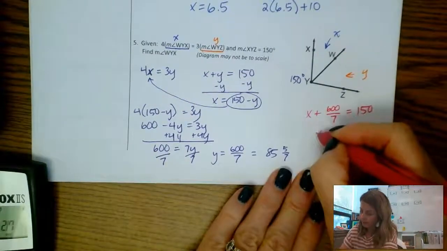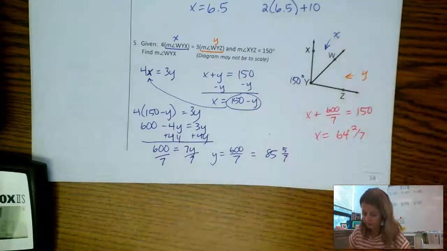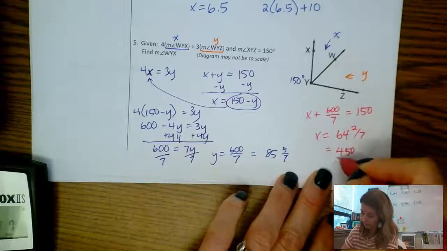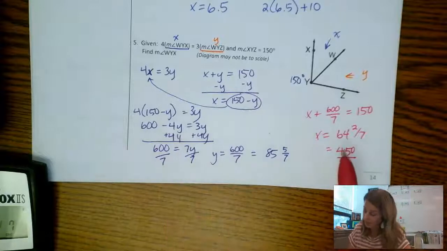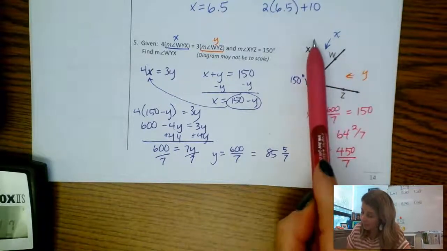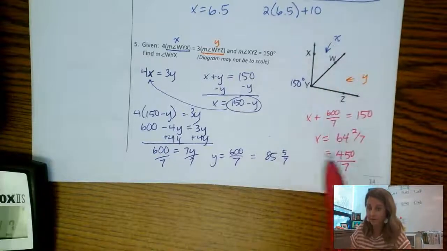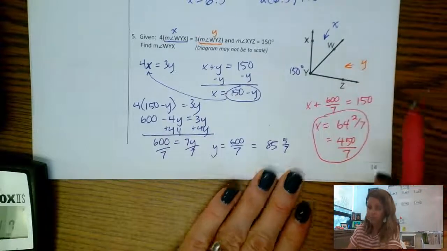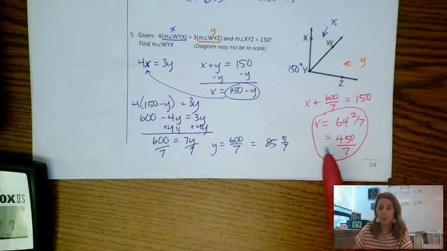So I got 64 and 2 sevenths. As an improper fraction, that would be 450 over 7. Okay. So because I decided to call this angle x, and that's what I got for x, this is my solution. Now if this was a Schoology problem, we'd have to enter the improper fraction, but either are equivalent.